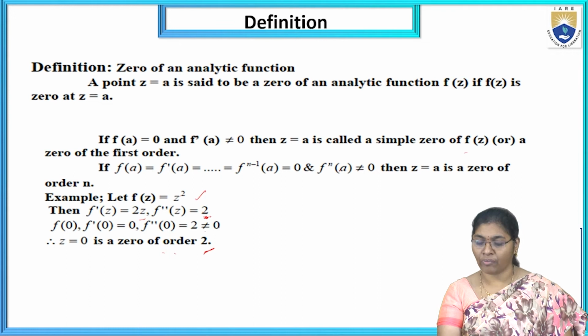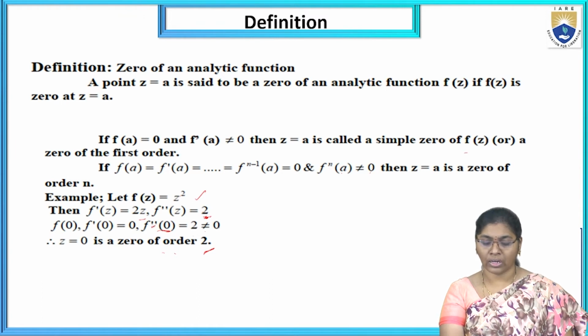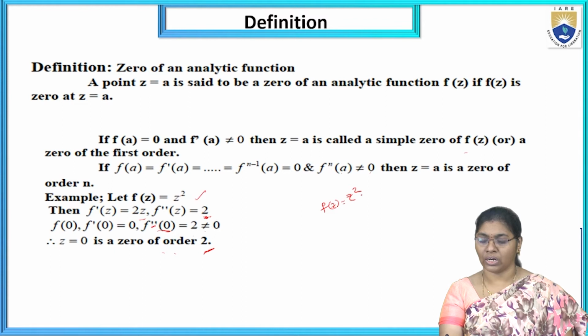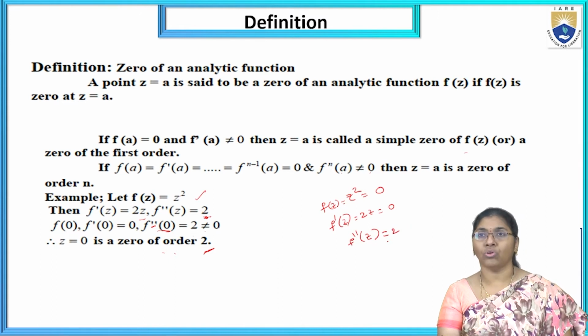Here f n of a is not equal to 0. Here f n means f double dash, so n equal to 2. The order is 2. For example, we are considering f of z equal to z square. Now substituting z value 0, it is 0. Now f dash of z is 2z, again z value 0 gives 0. f double dash of z equal to 2. Now there is no z value, that's why f n of a is not equal to 0 here.